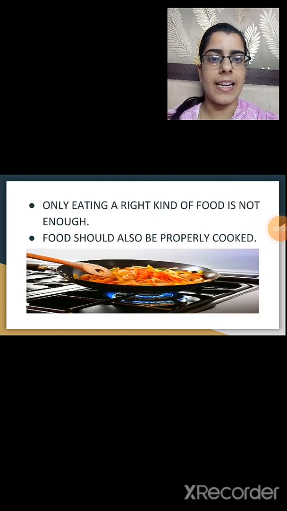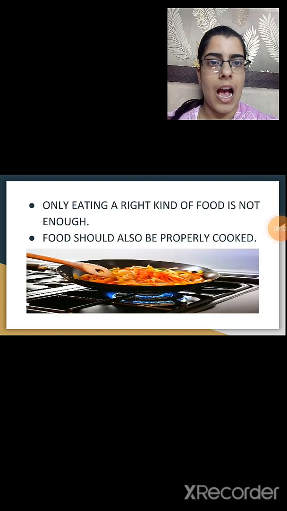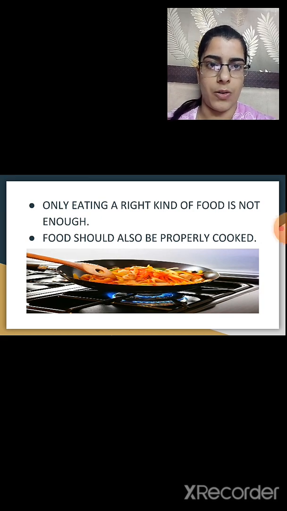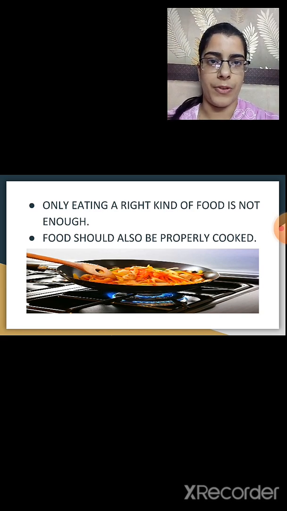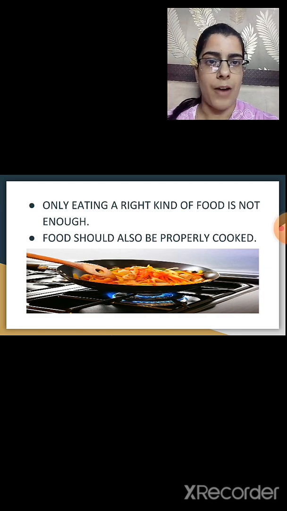Only eating the right kind of food is not enough. Our food should also be properly cooked, as cooking the food can increase the taste and it helps in the digestion of the food. It also kills the harmful microbes. So our food should always be properly cooked.